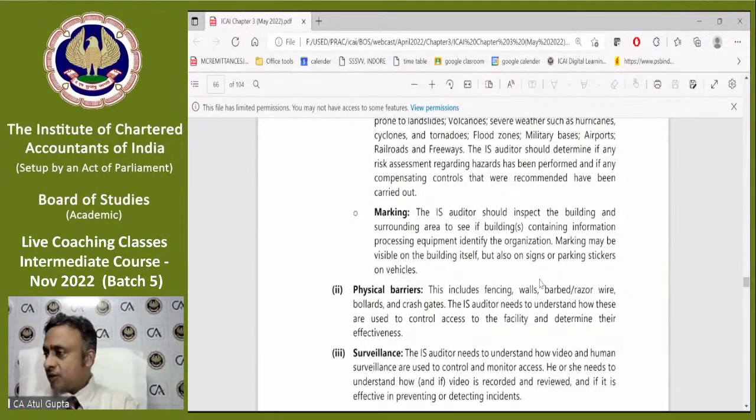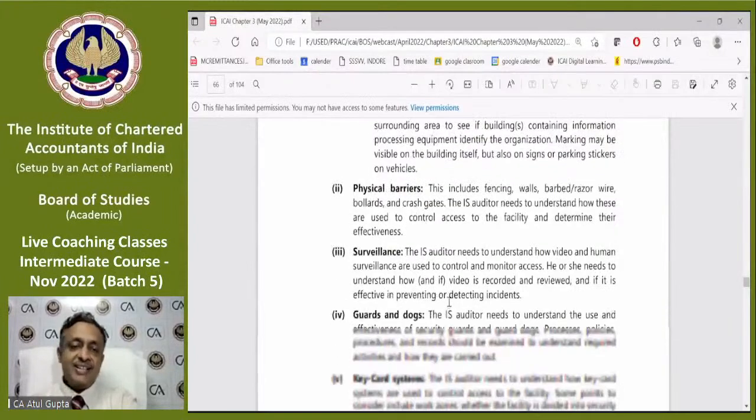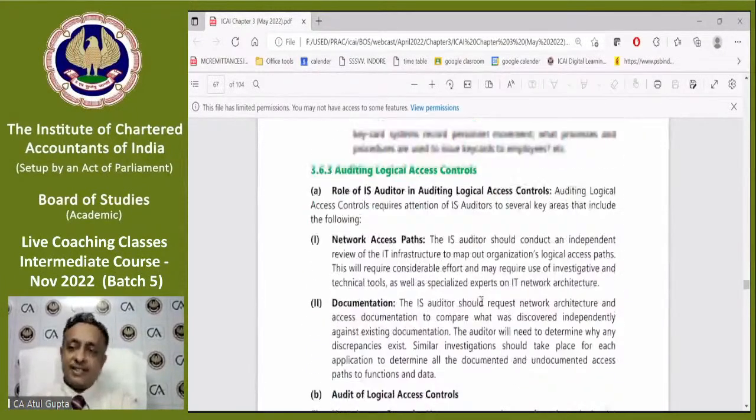Hiral, that we have answered. Proximity to hazard, we have answered. Marking. Okay, good. So I am refreshing again. Now we go to the next, that is auditing of logical access controls.